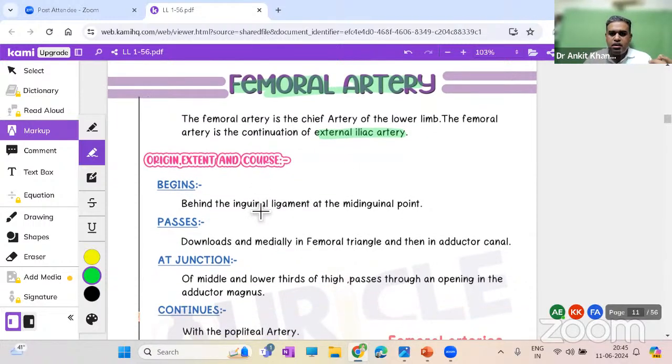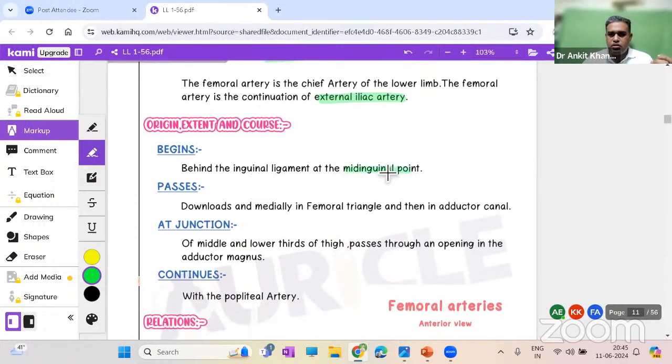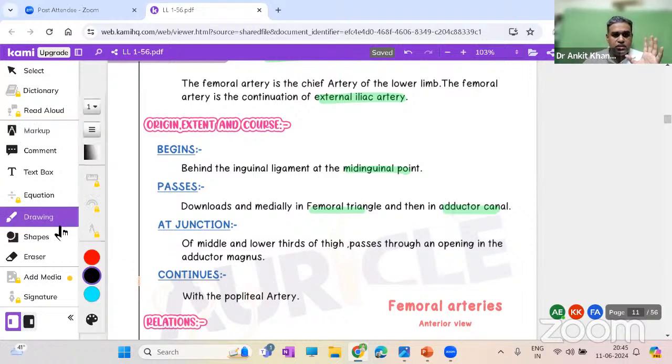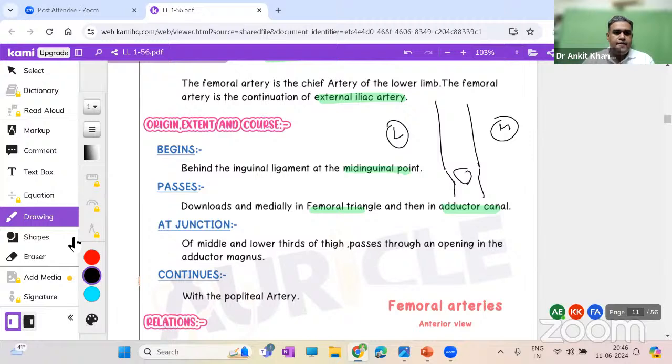So the femoral artery begins at the mid-inguinal point, as we said, and goes down up to the apex of the femoral triangle. Then it enters the adductor canal. Where it is, if you're worried, let me tell you. Suppose we are looking at the right side. So this is the right thigh, and this is the knee part, the patella, right side I'm saying. So lateral and medial, just imagine over here.